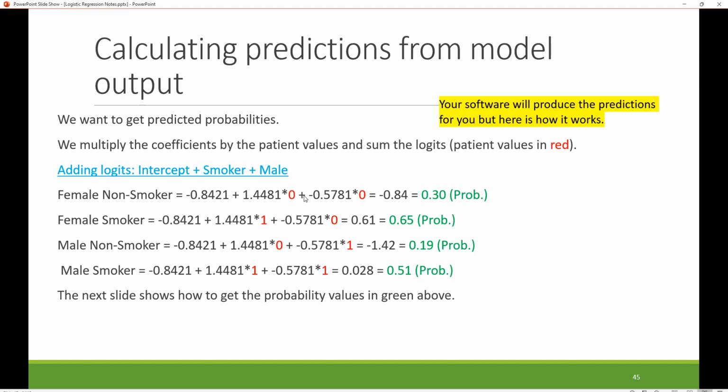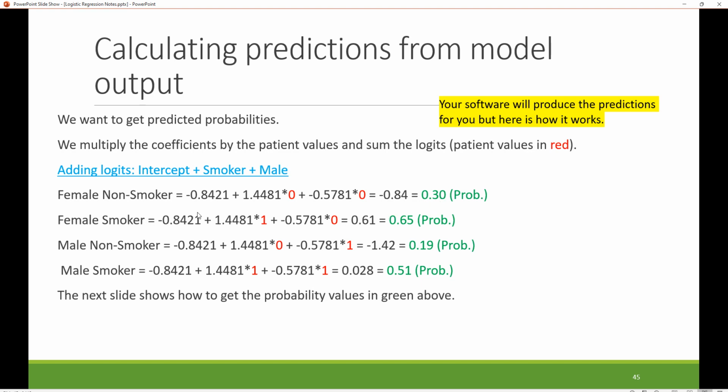Then we would add that running sum to negative 0.5781 times 0 for male. Again, this person is a female non-smoker, so that value of male is coded as 0 or 1. Since this person's female, their value is 0. We sum that, and that comes out to negative 0.84. And we can convert that into a probability of 0.30.